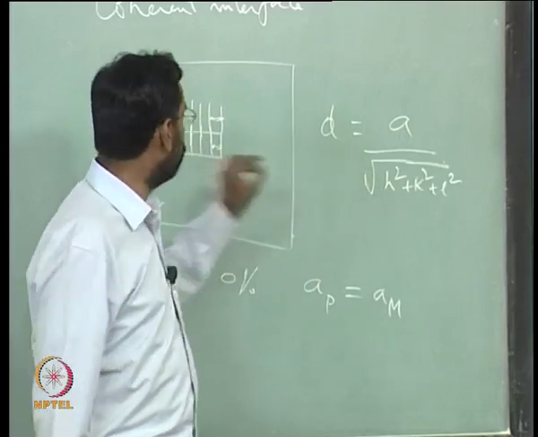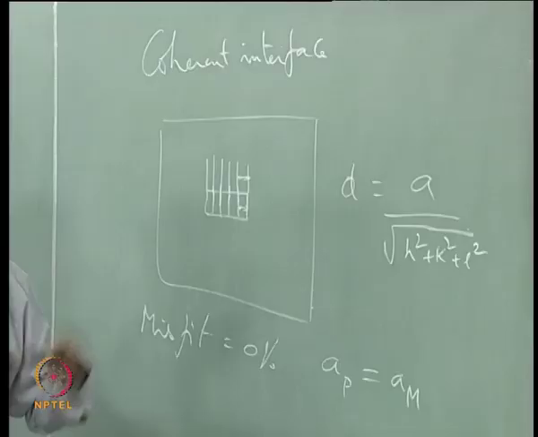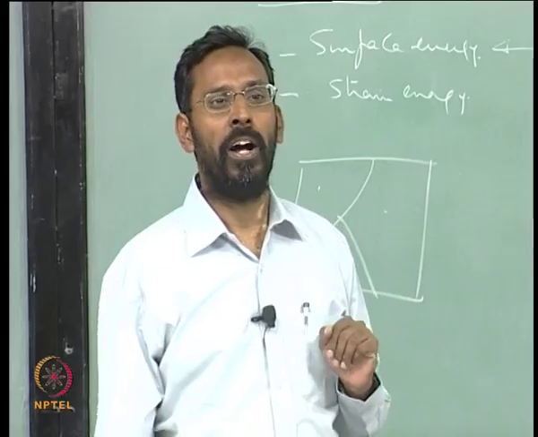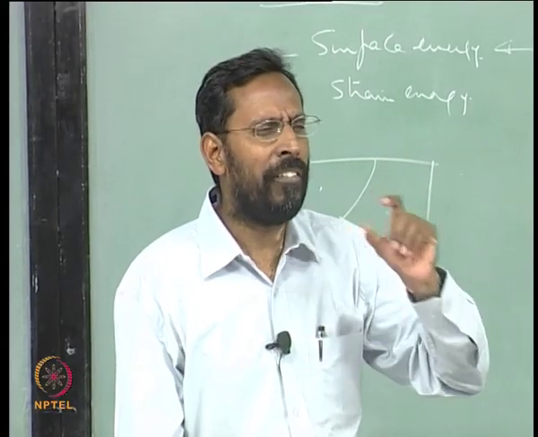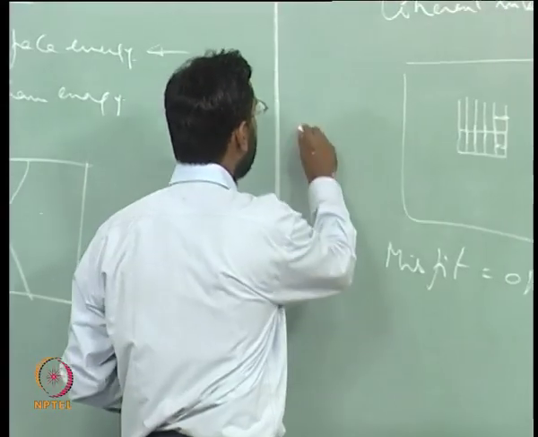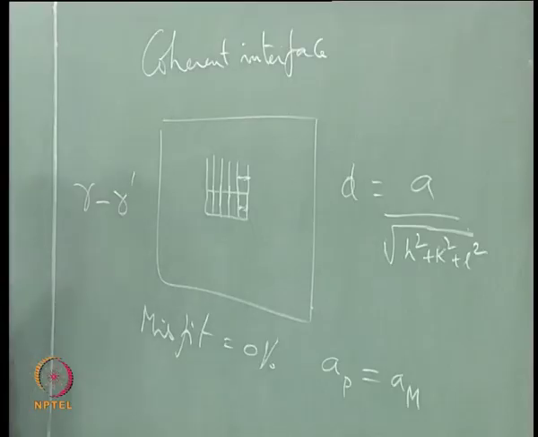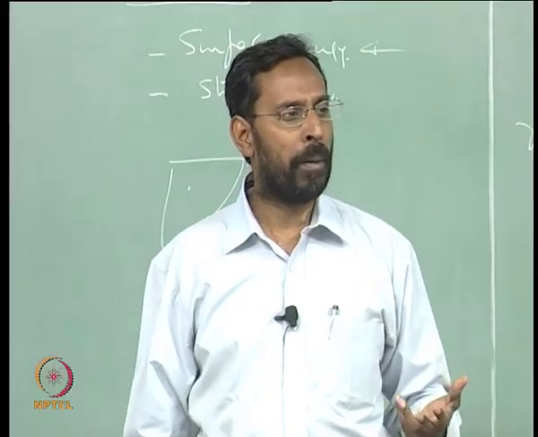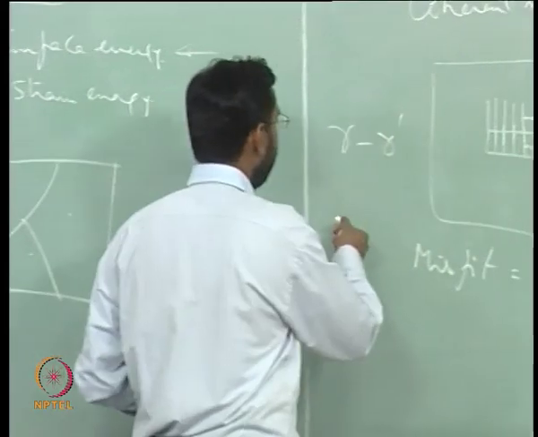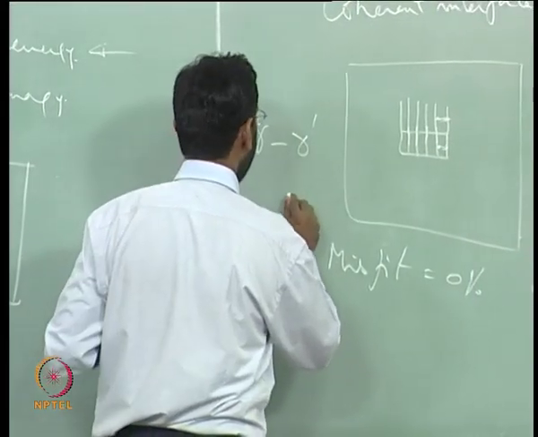And if the d is the same, the interplanar distance being the same, then you would see there is a perfect matching. And this is a very ideal situation, very difficult to really see, and there are very few cases where such a thing happens. One such case is gamma gamma prime, where gamma is a matrix which is a nickel base superalloy, and gamma prime, what is gamma prime? Ni3Al.